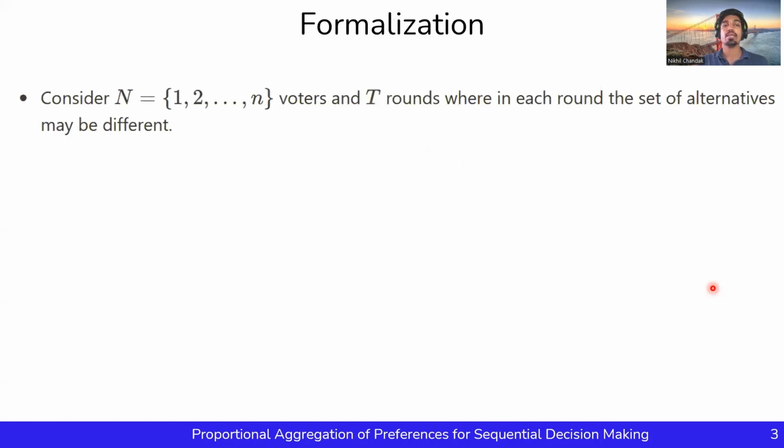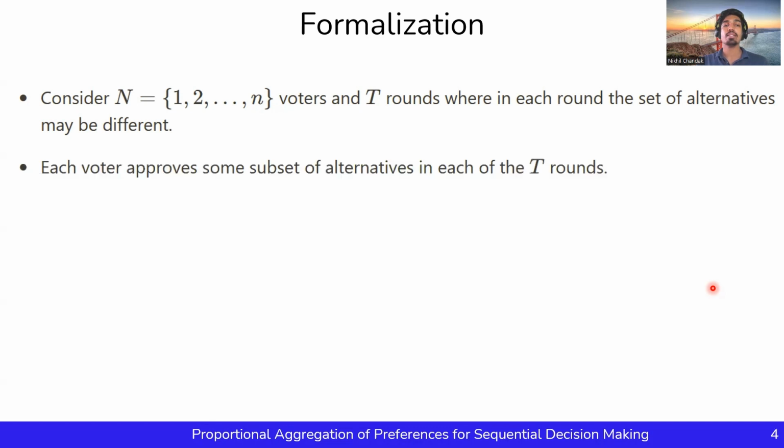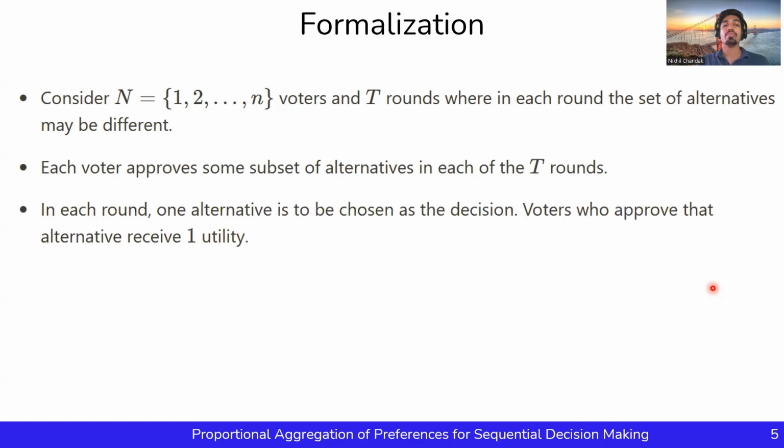More specifically, let n be the size of the group and t be the number of rounds, where in each round, the set of alternatives may be different. In the online version, the alternatives may even be unknown a priori, and even the time horizon t may also be unknown. Next, let each voter approve some subset of the alternatives in each of the t rounds. In every round, one alternative is to be chosen as the decision. Voters who approve that alternative receive one utility.